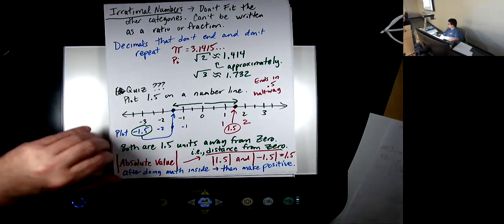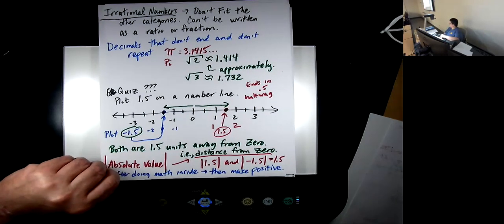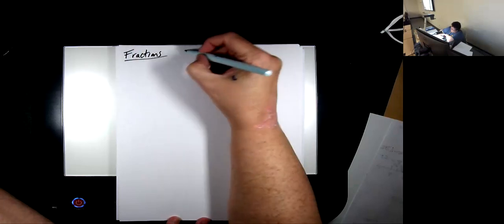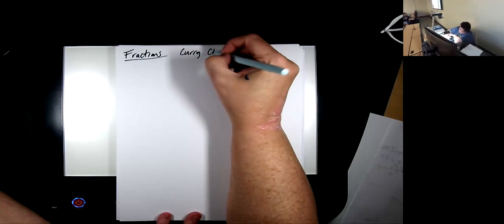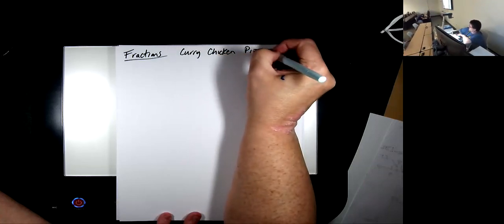All right, are you guys ready? Okay, so now we're gonna talk about fractions. And now that we've mentioned it, let's just go with that curry chicken pizza. I ain't gonna try to draw the curry chicken on there. It's got cilantro and all sorts of stuff on it. It's pretty damn good.